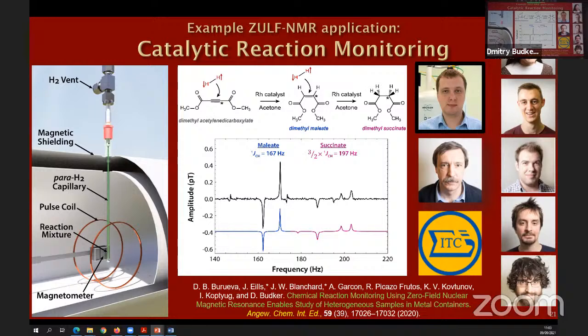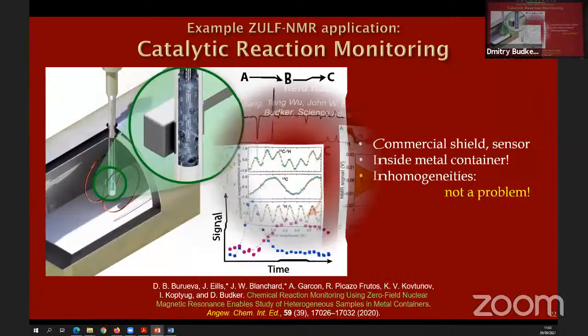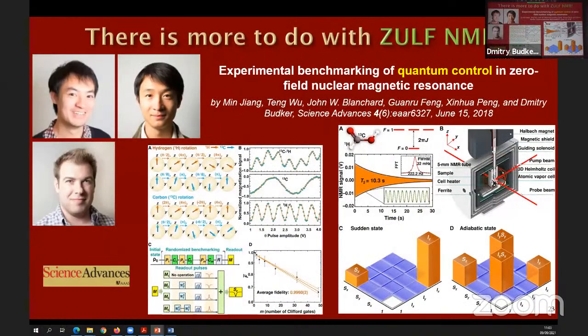And if you look now, this is a color-coded picture of the spectrum. So this is the experiment, and this is interpretation, where these lines are attributed to maleate, and these ones to succinate. And then you can actually plot how this depends. Oops, excuse me.